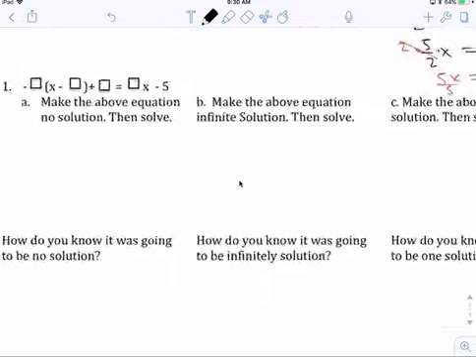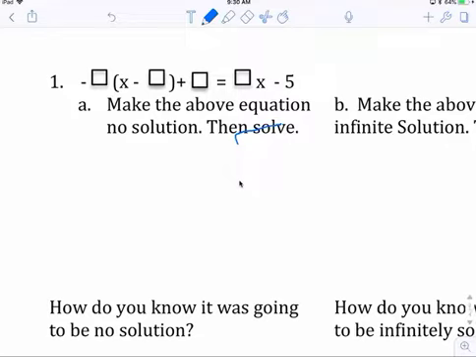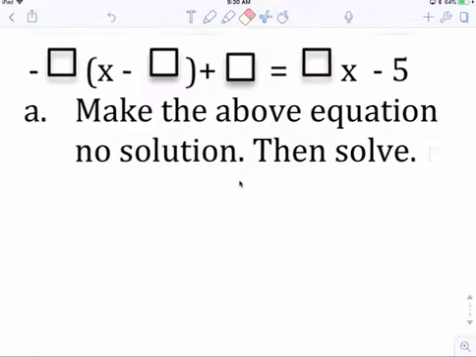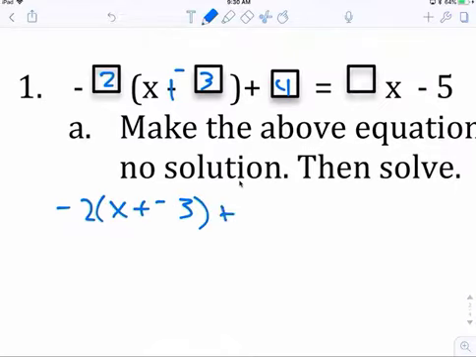Okay, on number 1 here, I'm going to do one of these. Make sure you do additive inverse. It's going to be on your test again. Plus a negative. So I'm going to use 2, 3, 4. Okay, so it's -2 parentheses x plus a -3 plus 4, no solution. So hopefully it doesn't add up to 5, or a -5 anyways. That's -2x plus 6 plus 4.